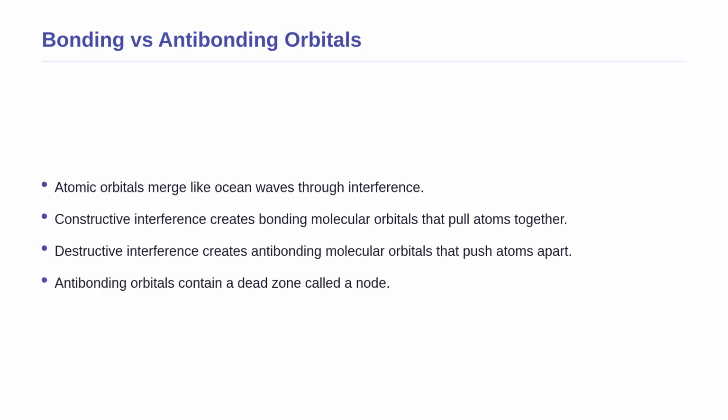Now that we understand what molecular orbitals are, let us look at how they form. When atomic orbitals merge, they behave exactly like ocean waves. If the waves crash together in sync, they build a bigger wave. This constructive interference creates a bonding molecular orbital, which pulls the atoms tightly together. However, if the waves crash out of sync, they cancel each other out. This destructive interference creates an anti-bonding molecular orbital. This creates a dead zone called a node that actually forces the atoms apart. We usually mark these anti-bonding orbitals with a little star.